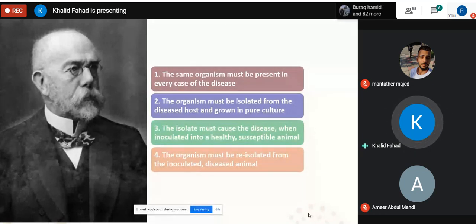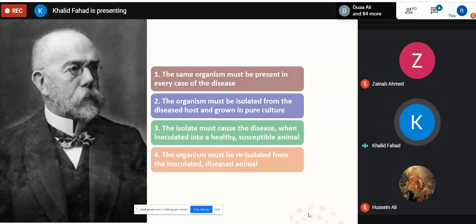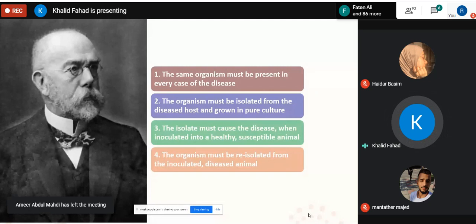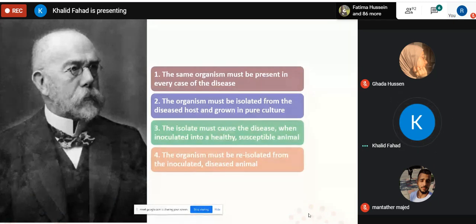Second, the organism must be isolated from the diseased host and grown in pure culture. The third concept, the isolate must cause the disease when inoculated into a healthy, susceptible animal. And the last, the fourth principle, is the organism must be re-isolated from the inoculated diseased animal. So these are the main characteristics of an infectious agent. Any organism that fulfills these criteria, we will call an infectious agent.